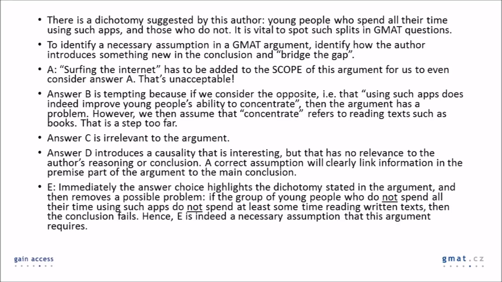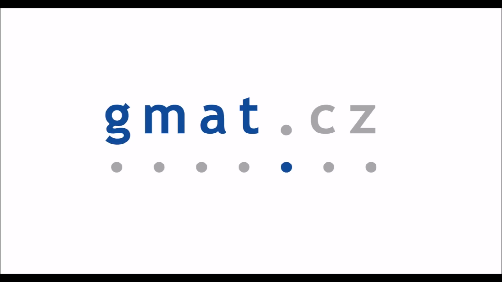a potential problem is removed from the argument if we assume E, because if young people as a group who do not spend all their spare time using these apps do not spend at least some time reading texts, written texts, then the conclusion absolutely fails, and hence E is indeed a necessary assumption. So maybe just take a few screenshots and check that for yourself.